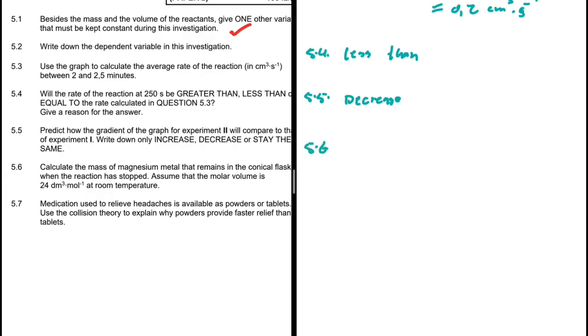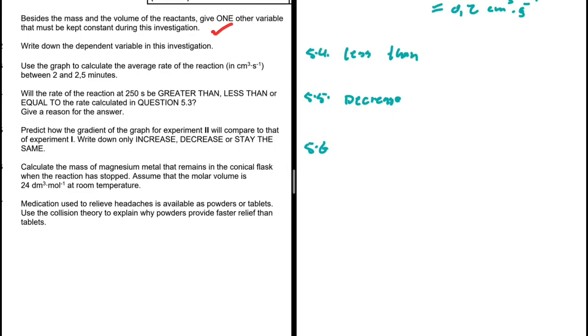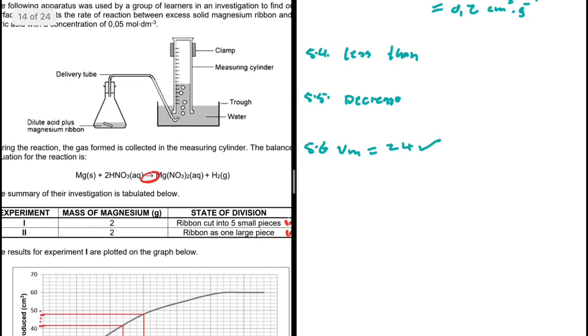5.6. Calculate the mass of magnesium metal that remains in the conical flask when the reaction stops. Assume that the molar volume is 24 decimeter cube per mole. So the molar volume is 24 decimeter cube per mole at room temperature. Okay, fine. Let's go to our equation.